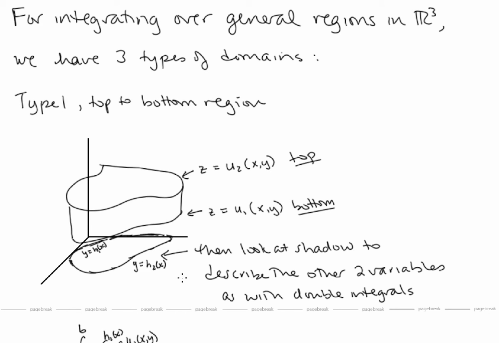And similar to what we did with double integrals, with triple integrals we want to talk about 3 types. The type 1 region I like to call a top to bottom region, because the top of the solid and the bottom of the solid can be described by z as a function of x and y. So here we have z is equal to u2 of x and y, and z is equal to u1 of x and y. These are the top and bottom surfaces for this solid. Once we identify the top and bottom surfaces, what we want to look at is the shadow that's cast in the xy plane, and then describe that region as we would for a double integral.